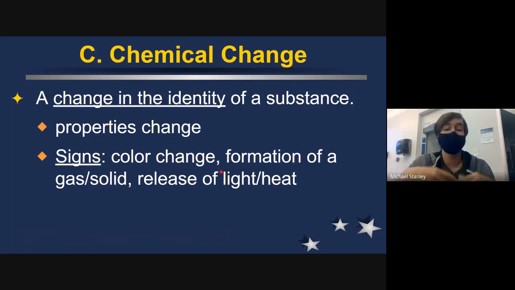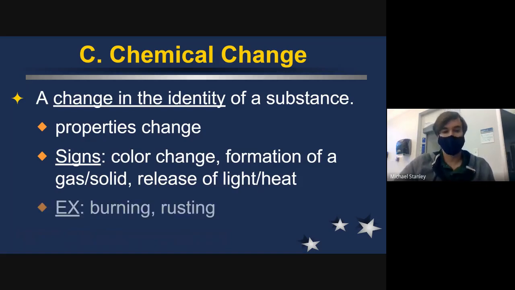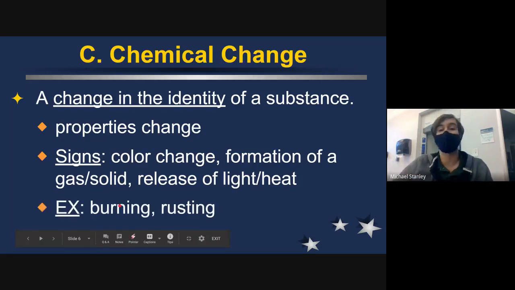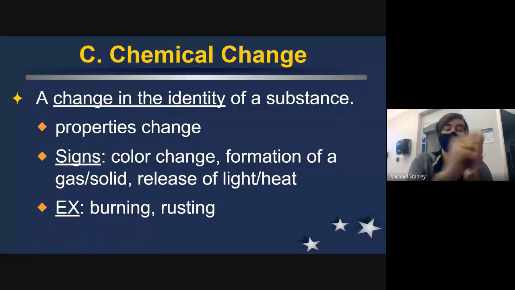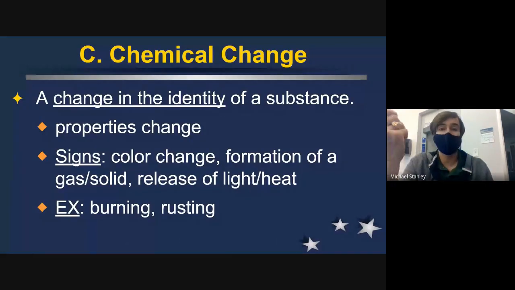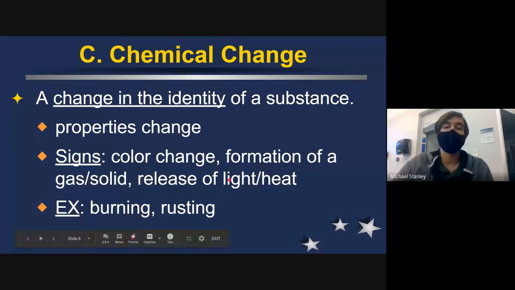Also, if something starts giving off heat or light while it's going through a reaction, that is a good sign that you have a chemical change as well. So for example, burning or combustion is a classic example of a chemical change. You start off with a match, right? That's just kind of sitting there. And then you strike it against the matchbox and all of a sudden it catches on fire. It starts to get hot at the end. There's the little flame that's dancing around on the tip of your match.